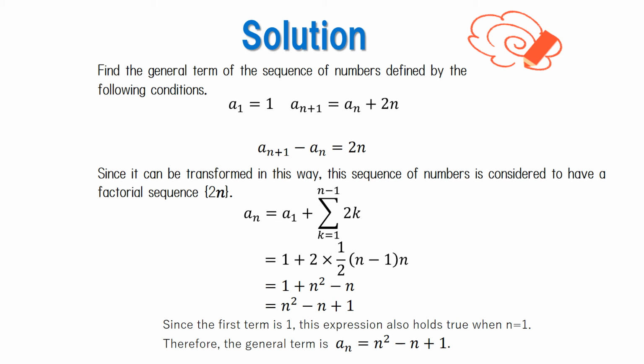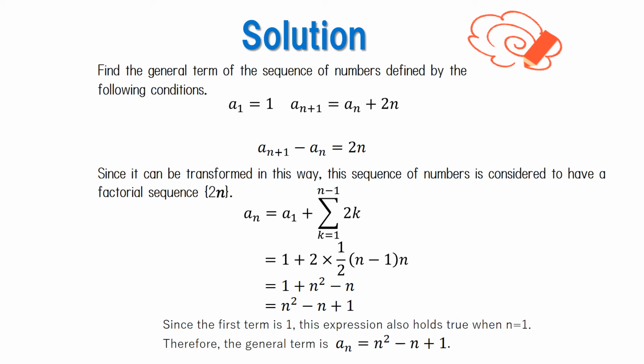a_n equals a_1 plus sigma from k equals 1 to n minus 1 of 2k, which equals 1 plus 2 times half parentheses n minus 1 parentheses n, which equals 1 plus n squared minus n, which equals n squared minus n plus 1.